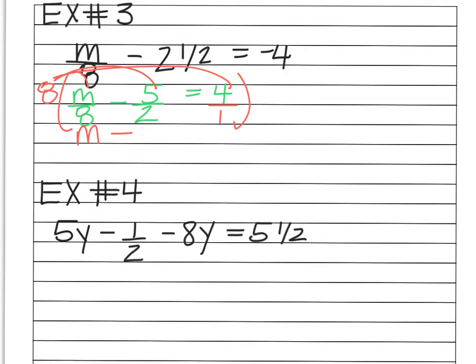minus, then you look here, you have 8 and 2. Well, 2 goes into 8 4 times. So now I'm going to take that and do 4 times 5. So 4 times 5 is 20. And then we have 8 times 4 is 32. And that is a negative. Make sure you carry your signs down.